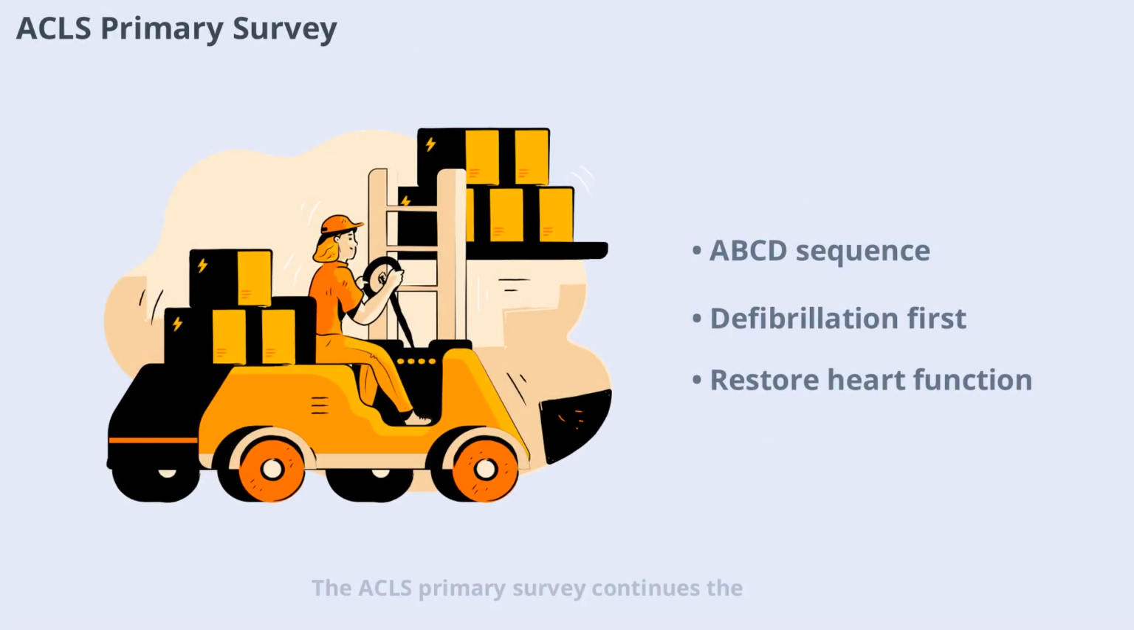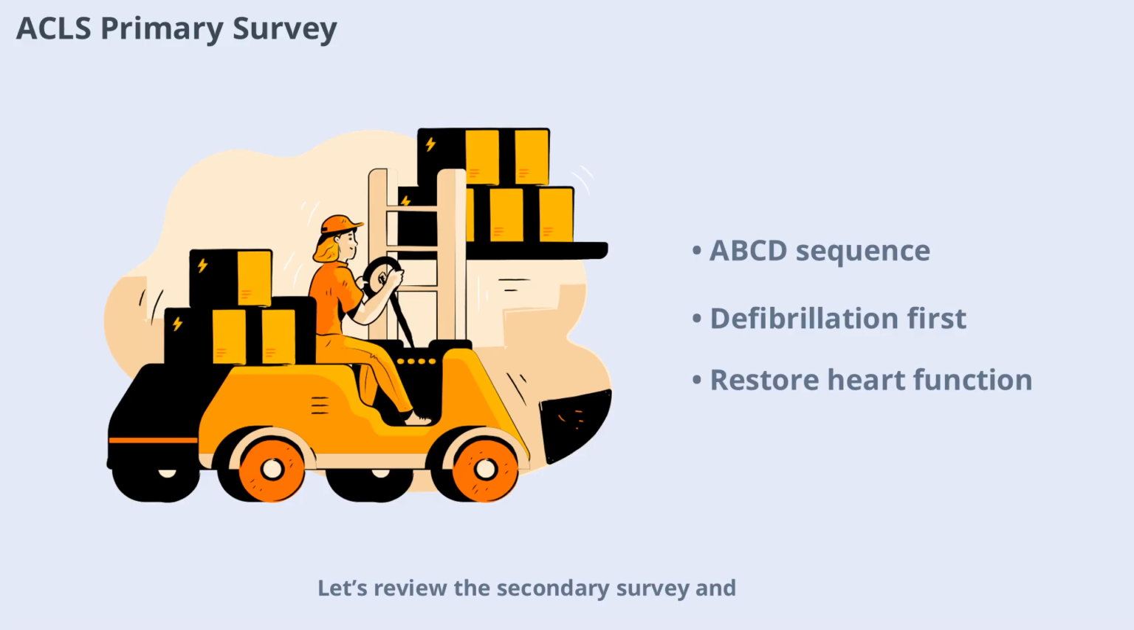The ACLS primary survey continues the ABCs of BLS and emphasizes defibrillation first. The sequence is airway, breathing, circulation, and defibrillation, ABCD. Each step is critical for restoring heart function and oxygenation. Defibrillation is performed as soon as possible in cases of ventricular fibrillation or pulseless ventricular tachycardia.